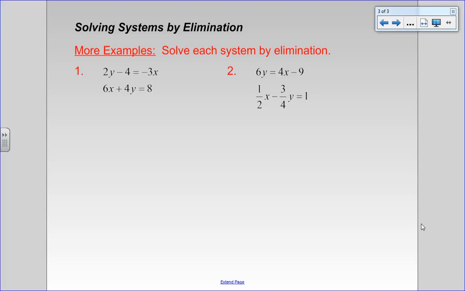Notice that our first equation, 2y minus 4 equals negative 3x, is not written in the standard form of ax plus by equals c that we would prefer for the elimination method. So let's transform it into that correct form. In order to do so, we will need to add 4 to both sides of the equation, and we'll also need to add 3x to both sides of the equation. Now we have the equation 3x plus 2y equals 4.